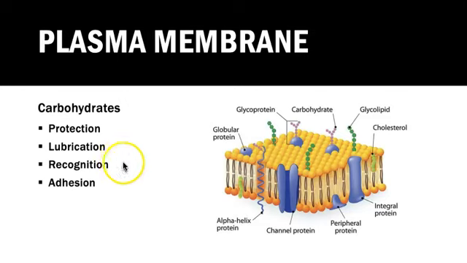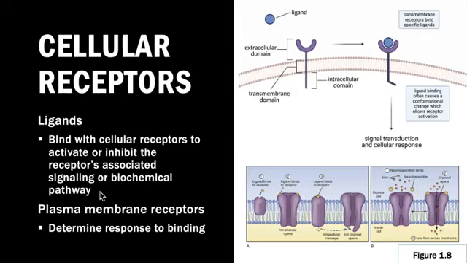Then we've got recognition. I mentioned this earlier, where we're going to have markers such as our glycoproteins and glycolipids that will serve within our immune responses and signaling. And lastly, we've got adhesion, where the carbs help to facilitate these cells coming together, binding them to one another to support tissue formation and the integrity of these cells.